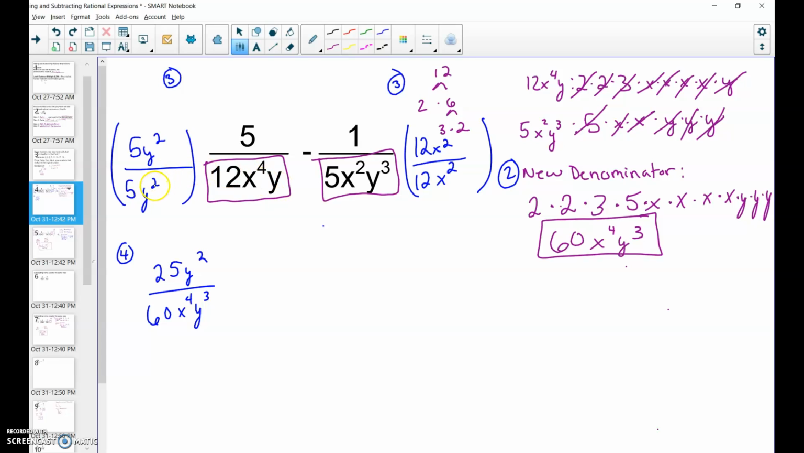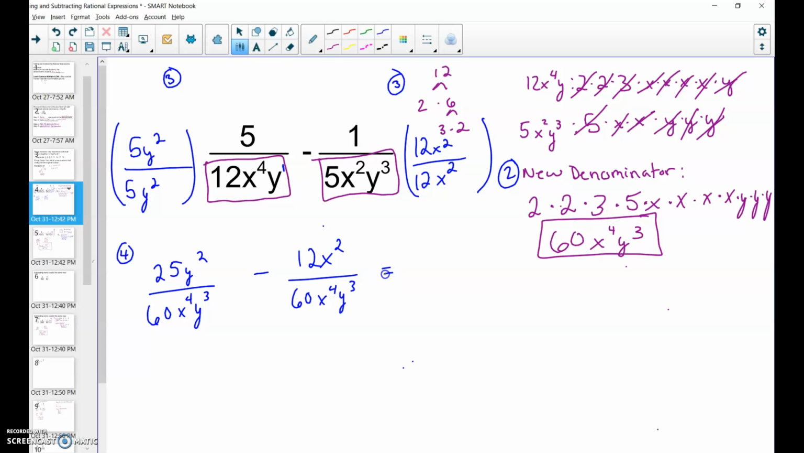Okay, so I have a y value here of 2 and a y value here of 1. So it becomes a total of 3. My second fraction then is 12x squared over 60 x to the fourth y cubed. Your denominators in step number 4 here should match up. If they don't, then something went wrong with that.